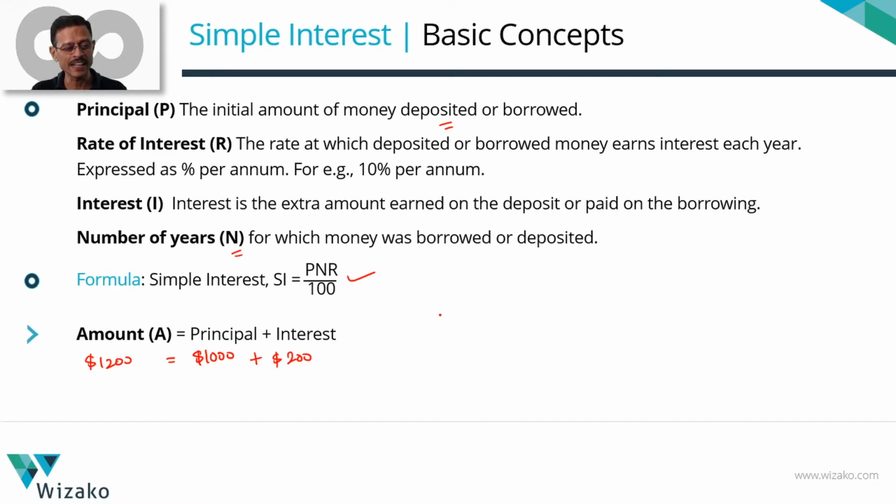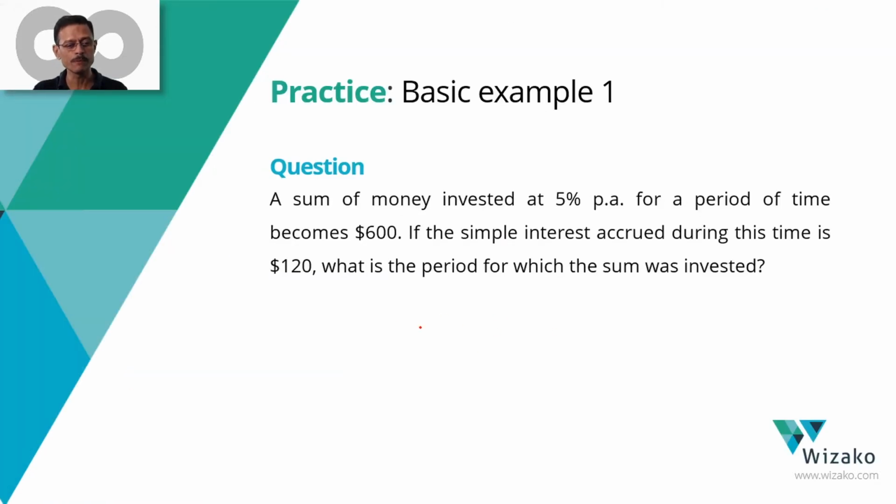Let's consolidate this entire learning with a very simple example. A sum of money invested at 5% per annum, the rate of interest is given, for a period of time becomes $600. If the simple interest accrued during this time is $120, what is the period for which the sum was invested? So all that we need to find out is the value of N in that formula.